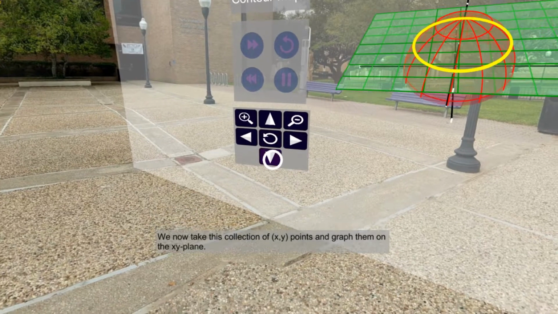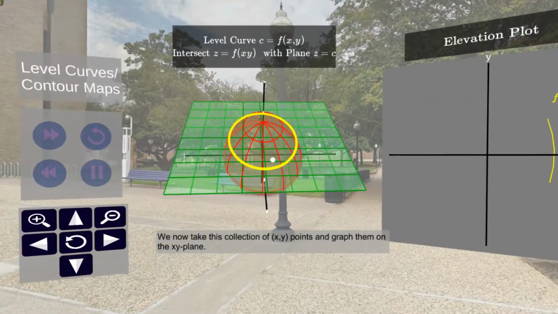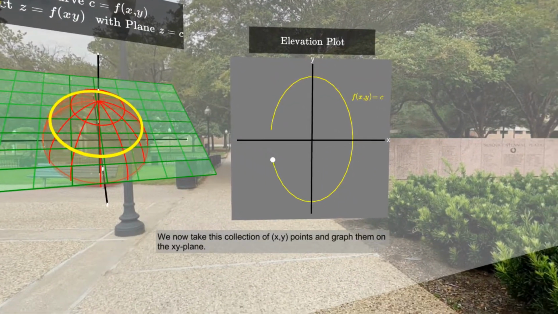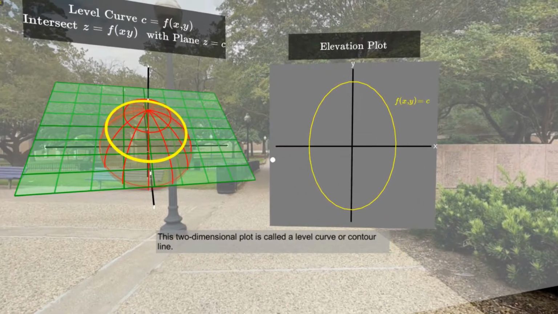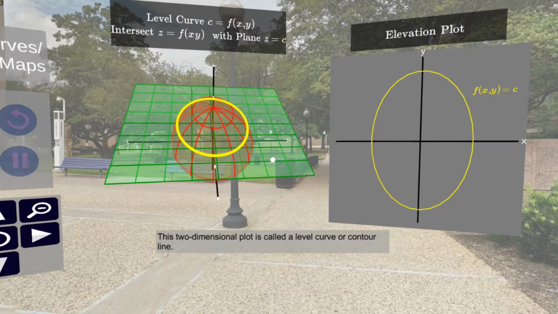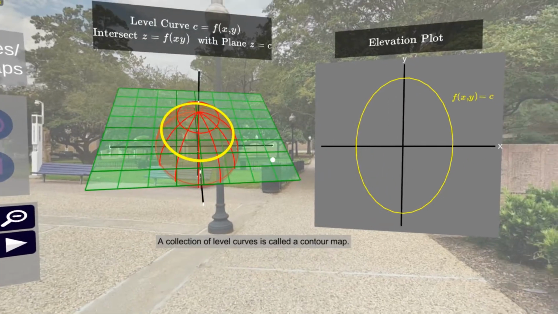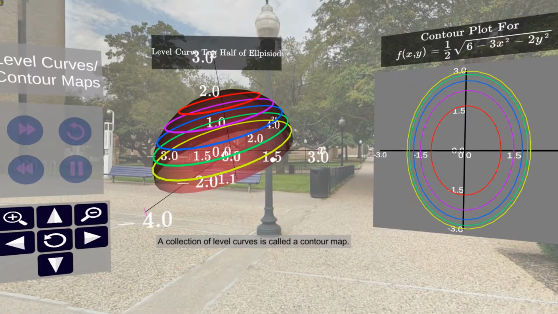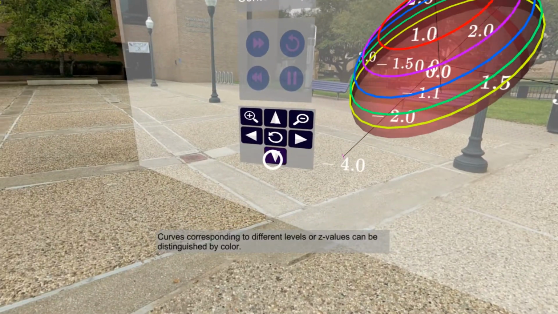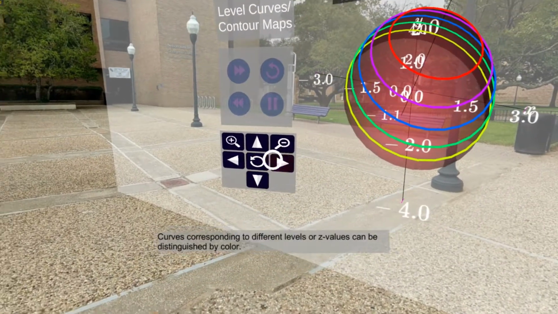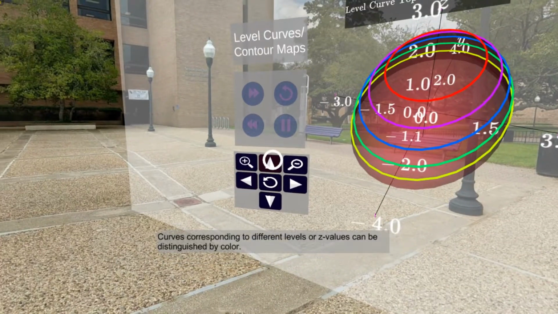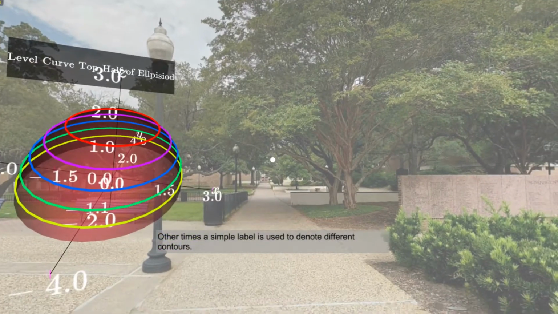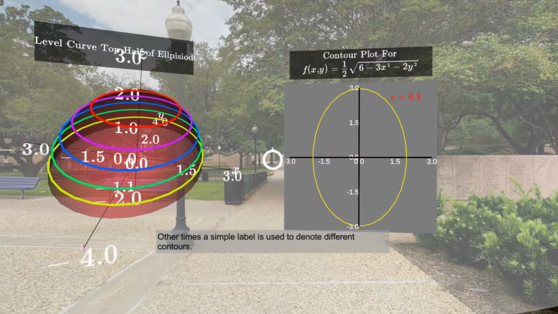We now take this collection of x comma y points and graph them on the xy plane. This two-dimensional plot is called a level curve or contour line. A collection of level curves is called a contour map. Curves corresponding to different levels, or z-values, can be distinguished by color. Other times, a simple label is used to denote different contours.